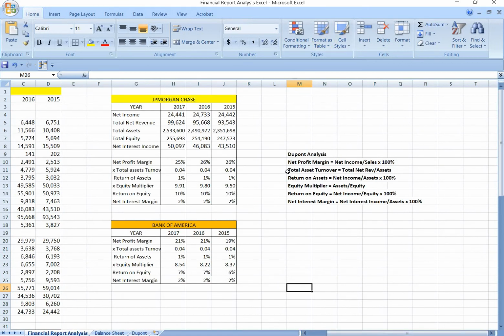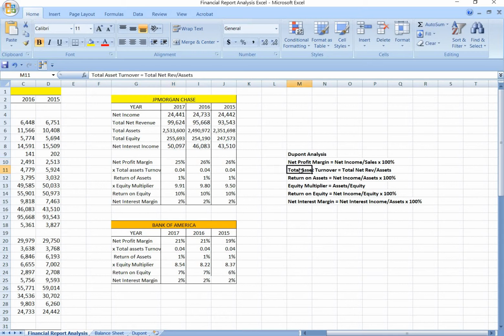The first ratio is net profit margin. It's net income divided by sales times 100. It's simply net margin, to measure how much net income or profit is generated as a percentage of revenue. Let's see from the table here, 26% in 2015, 26% the same thing, and then 2017 went down a little bit to 25%.